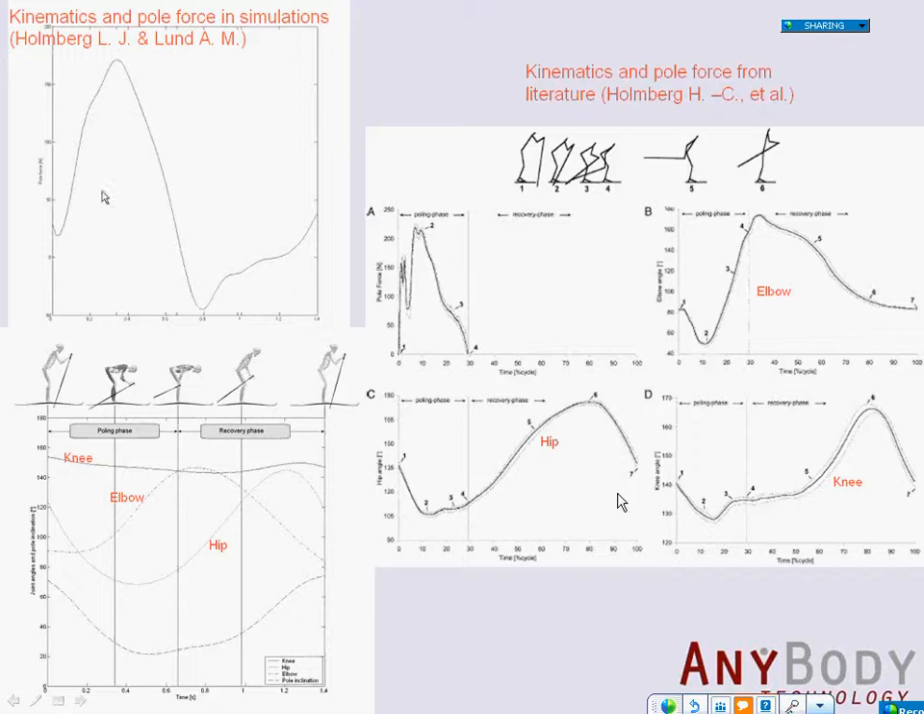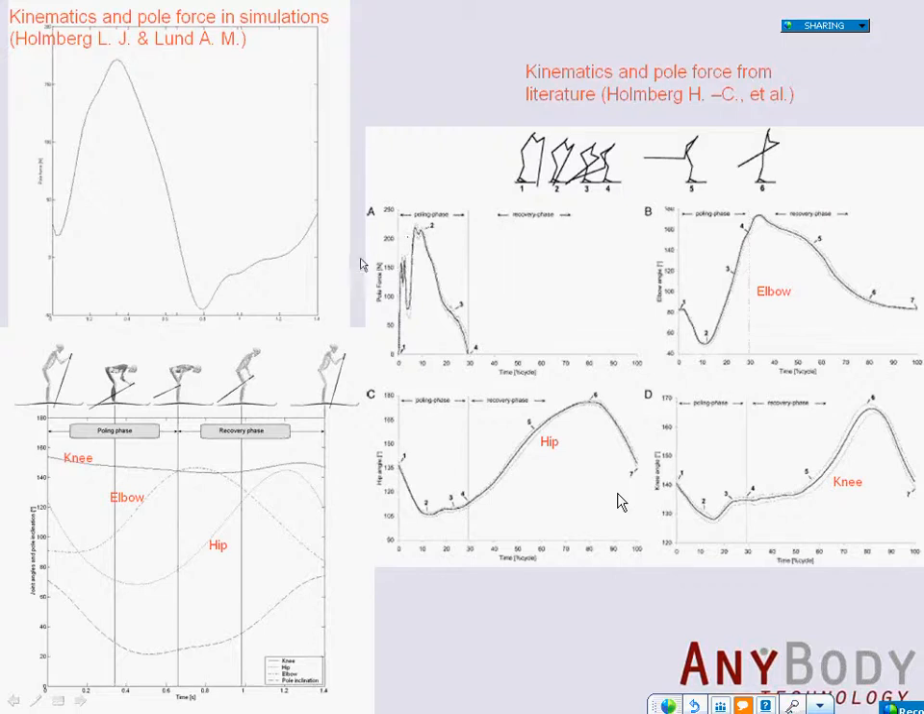The relative time to peak pole force is 50% in the ergometer simulation study. That is the time from pole plant until we have the peak pole force. And in the roller ski study, it's 30%. So it's a very short time from pole plant until you attain maximum pole force.